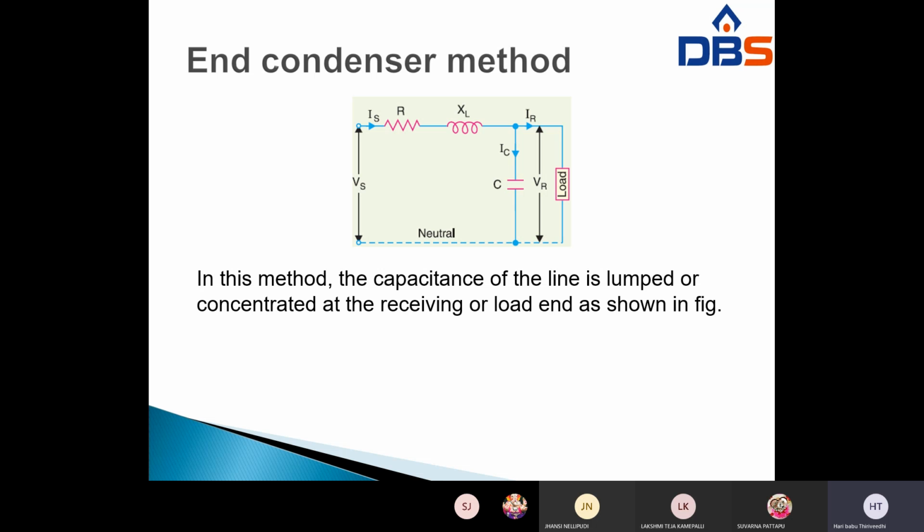And efficiency is the power delivered per phase divided by the power delivered per phase plus losses per phase: VR IR cos φR divided by VR IR cos φR plus IS squared R, into 100. The loss uses the total current, which is the sending end current, IS squared R. Using the end condenser method there are some limitations, although there is a considerable error. Also, by using this method we overestimate the effect of line capacitance, right? This is the end condenser method.